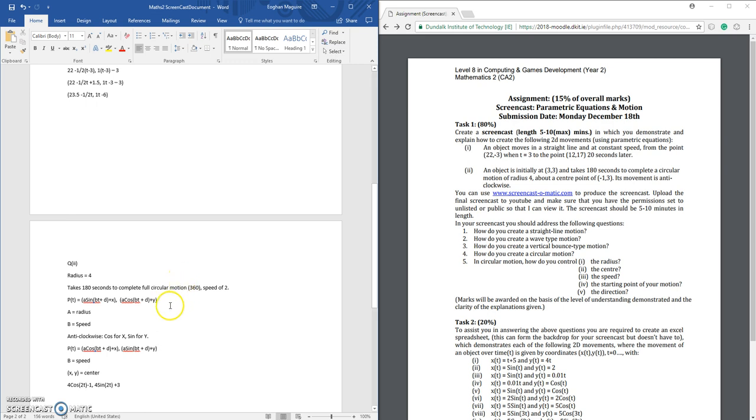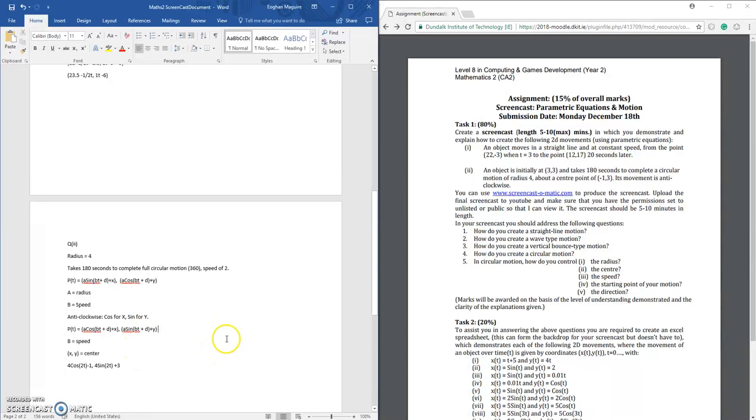Now, the formula that we need is a sin(bt + d) + x, and then a comma, so it's like above here where we have them as 2 points, and then a cos(bt + d) + y. Now in this case, a stands for the radius and b stands for the speed. And we are actually told here that it's anti-clockwise. So we know that actually the cos is for x and the sine is for y in this case. So we flip that around. And now we fill out what's remaining.